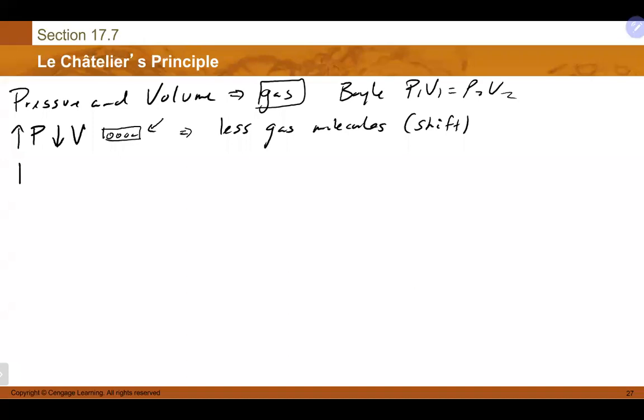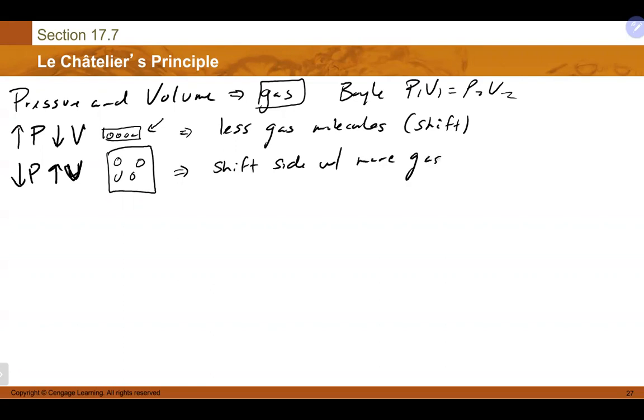If we decrease the pressure, that usually means that our volume gets larger. So we start to see an increase in the volume here. It's going to have a lot more room for everybody to fly around in. And what we're seeing is the pressure coming back down. So to fix that change, to bring the pressure back up, we would actually need more gas molecules. So it will shift to the side with more gas molecules.